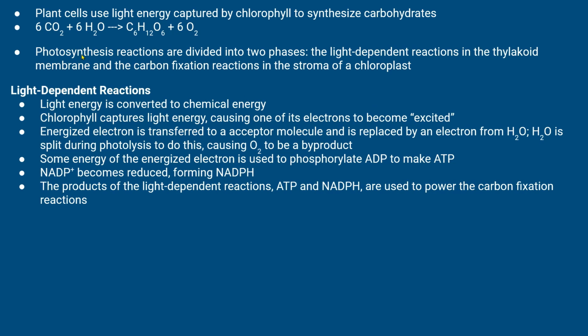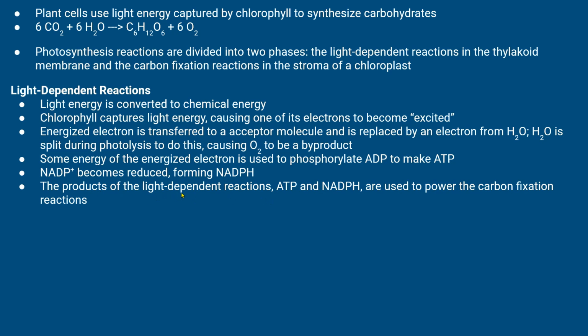Light-dependent reactions, right? The light energy is converted to chemical energy. Chlorophyll captures this, causing these electrons to become excited. This is transferred to an acceptor molecule. It was replaced by an electron from H2O in the case of photosystem 2, right? This is photolysis, causing O2 to be a byproduct. Some energy of the energized electron is used to phosphorylate ADP to make ATP, and NADP+ becomes reduced as well from these electrons, forming NADPH.